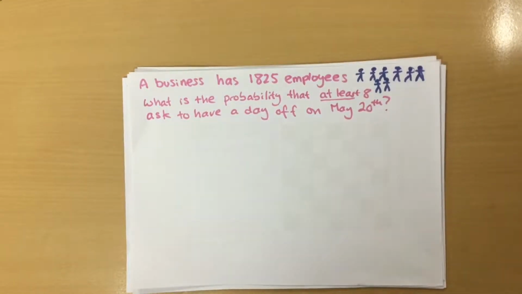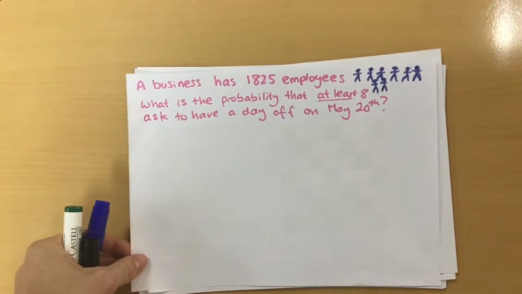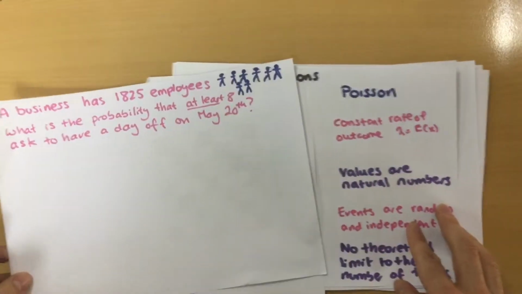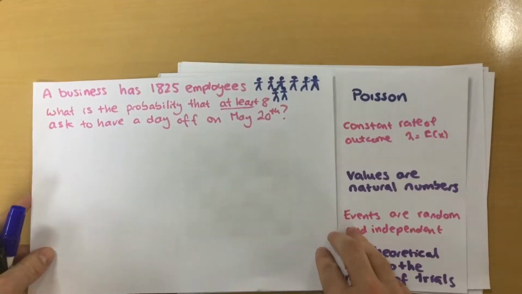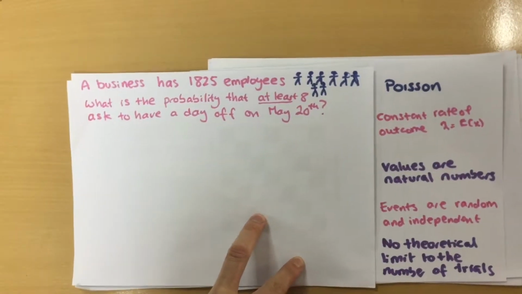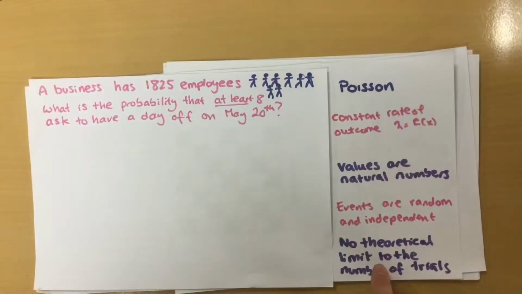Now, I am hoping that the very first step would be to try and identify the type of distribution. Because let's take our Poisson conditions that are below this one. So, Poisson is a constant rate of outcome. But there is also a limit. There's only 1,825 employees. We can't get more than that. Doesn't seem to match very well to the Poisson.